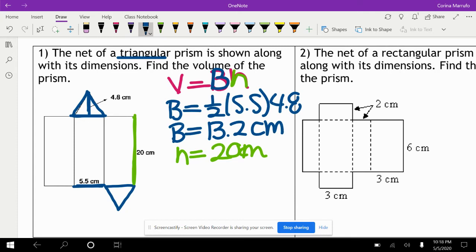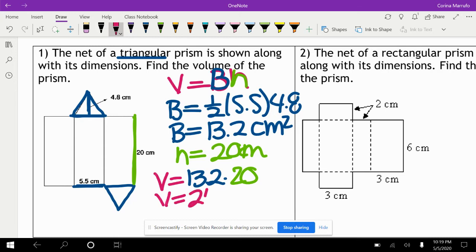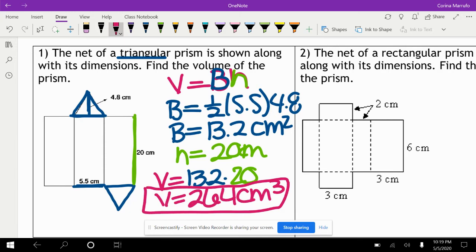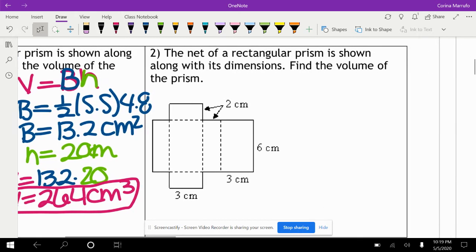Now that we know big B and we know little h, we're ready to plug into our volume formula. Volume equals big B, which we said was 13.2, times little h, which is 20. When we punch 13.2 times 20 into the calculator, that gives us 264. And our units are centimeters cubed. Remember, volume is to the third power.